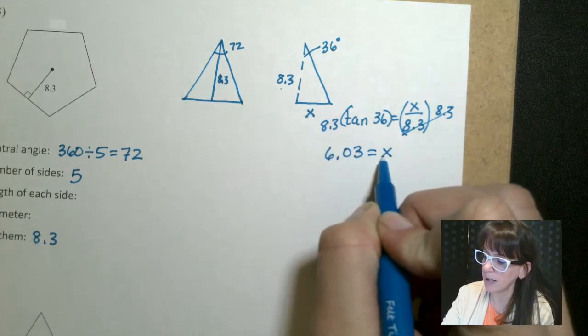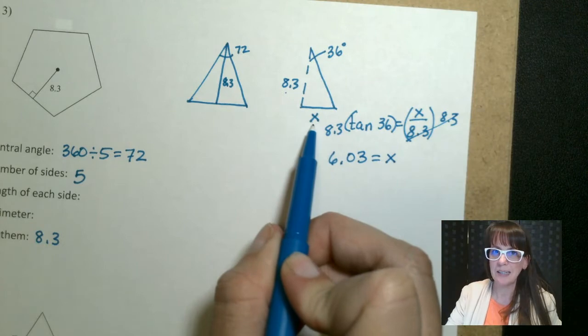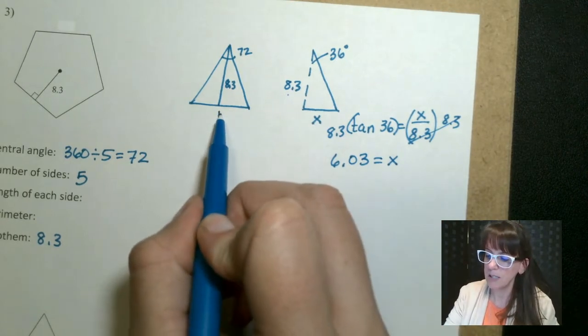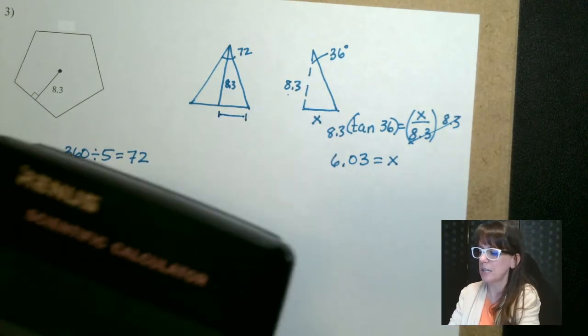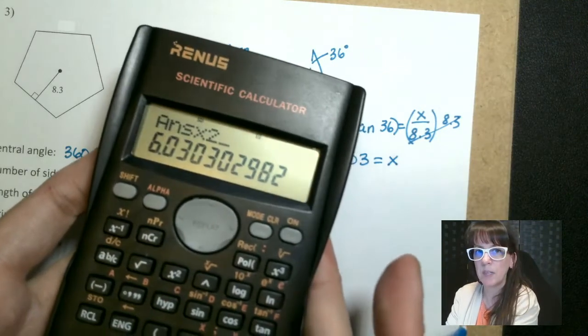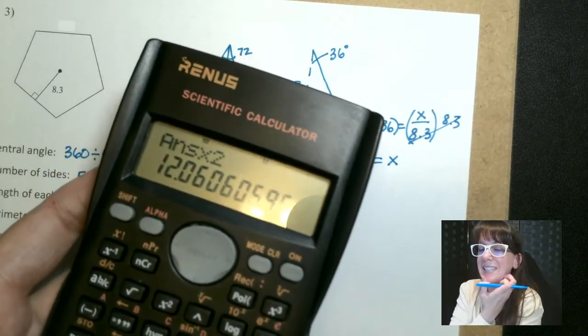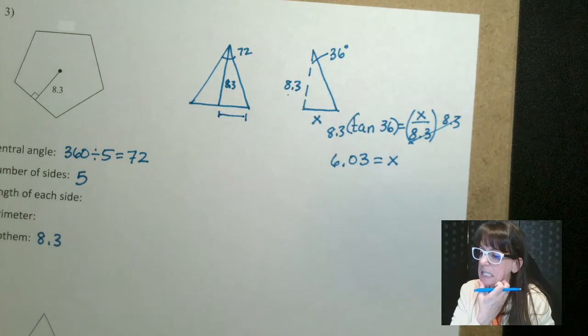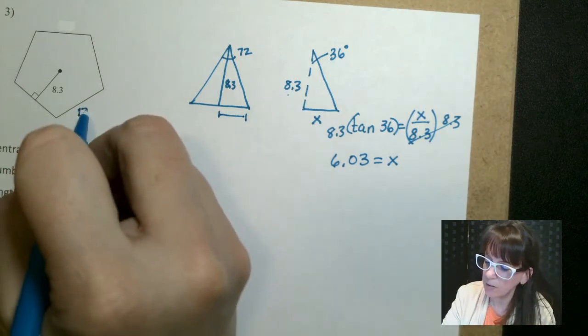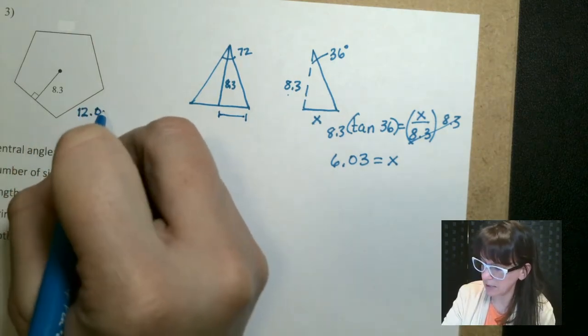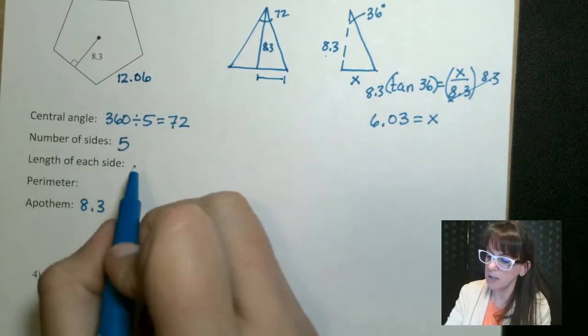6.03 equals x. So that's our x here. Remember, that's just this bit right here. We need to double it, multiply by 2, and so we get 12.06. So the whole side is 12.06. So the length of each side is 12.06.